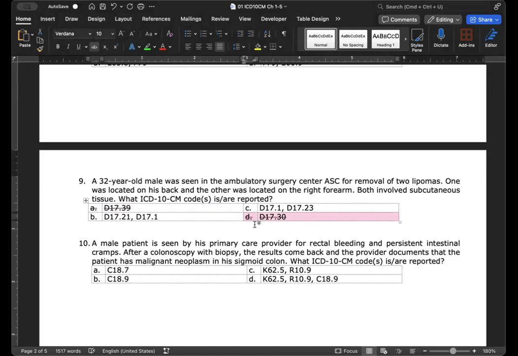And then for your trunk, for your back, that would be on your trunk. So that would be your D17.1. So let's go look at the D17.2, figure out if we need a 0.21 or a 0.23. It's 0.21. Okay. I'm moving slow tonight. Yes, so it should be 0.21 because it's the right arm, not the right leg. So we need the D17.21.